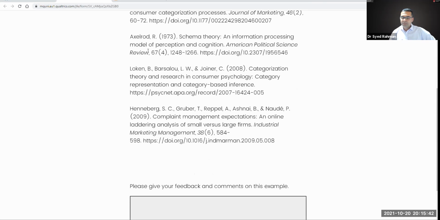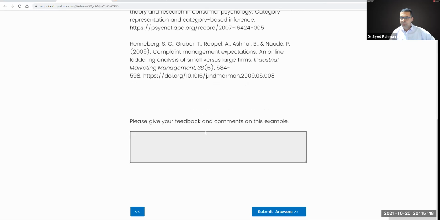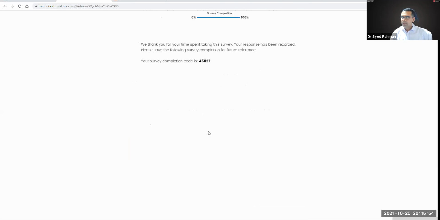And in future, if my paper gets published, it will be here, after them, how we have revised or improved this process and so on, but not at this stage. And if you have any feedback, you can provide it there. If not, it doesn't matter. And then you submit your answer and there's just a completion code. So that's what it is in terms of how the process runs.